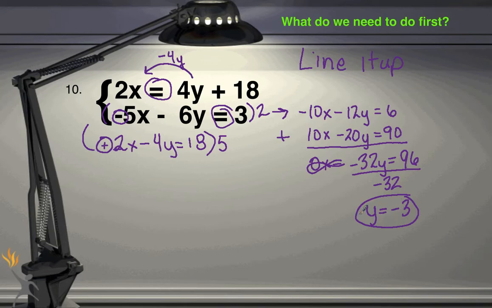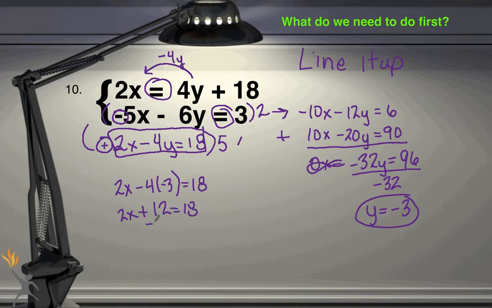So now I'm going to plug this y back into one of the equations. Doesn't matter which one, but again, I think I'm going to lean towards this one. This original equation right here gives me the easiest way to work it. So 2x minus 4 times negative 3 equals 18. So negative 4 times negative 3 is positive 12. 2x plus 12 equals 18. Subtract 12, leaving me with 2x equals 6, and x would be equal to 3. So our final answer of (3, -3).